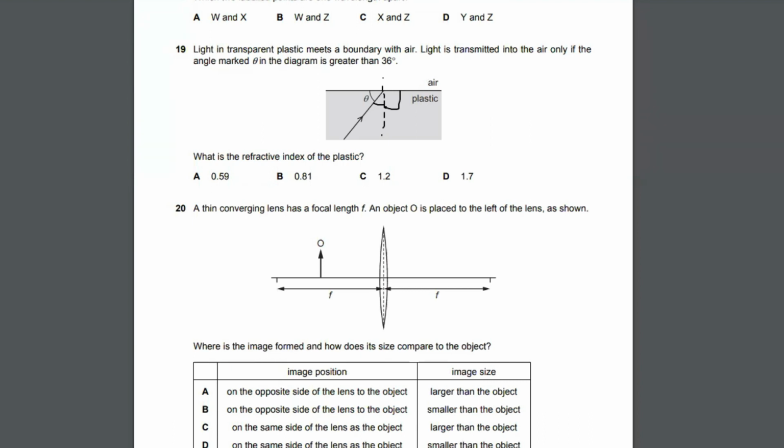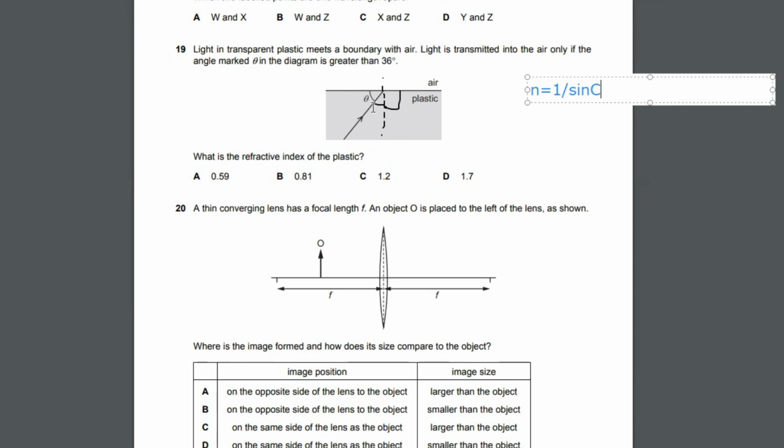Now the formula for refractive index using this angle is n is equal to 1 divided by sine of c, the critical angle. Now how did I know it is the critical angle? Because the statement says light is transmitted into air only when the angle marked is greater than 36 degrees. So when this angle increases, the angle with the normal decreases. Light can only totally internally reflect when the angle of incidence is greater than the critical angle.